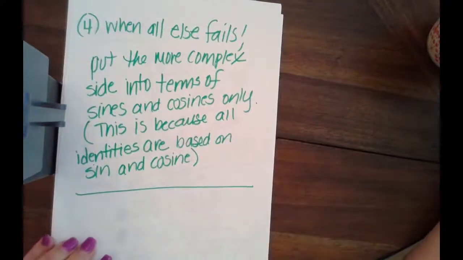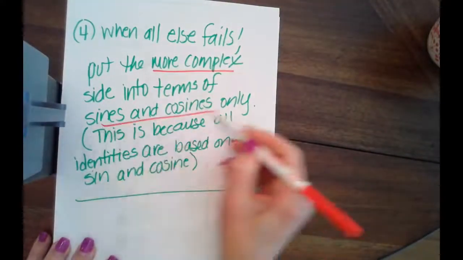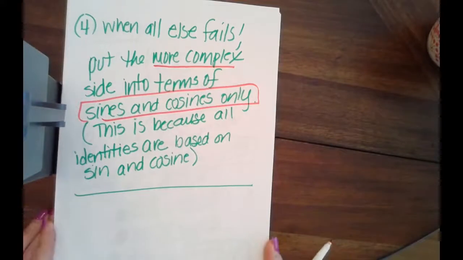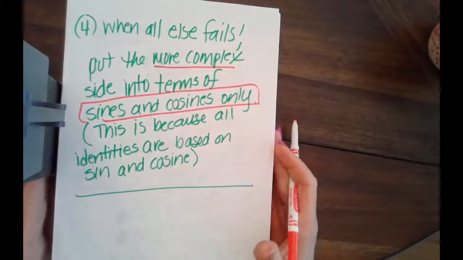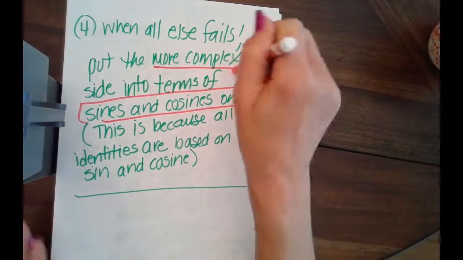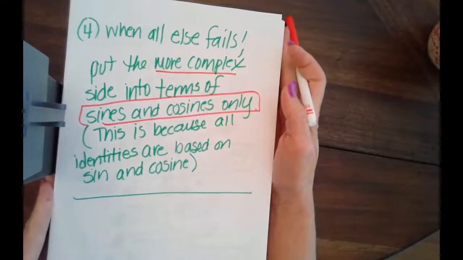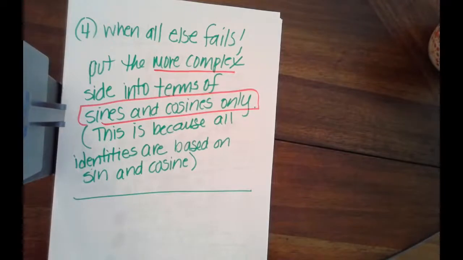The last step. When all else fails, put the more complex side into terms of sine and cosine only. This is because all of the identities, as we mentioned 100 times before, are all based on sine and cosine. Now you may have more steps and more decomposition of fractions or whatever, but that's okay. I want to start with those steps and make sure you get that down. So step 4, when all else fails, put the more complex side into terms of sine and cosine only, because all our identities are tied back to sine and cosine.